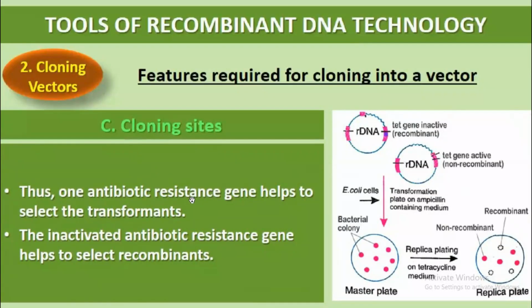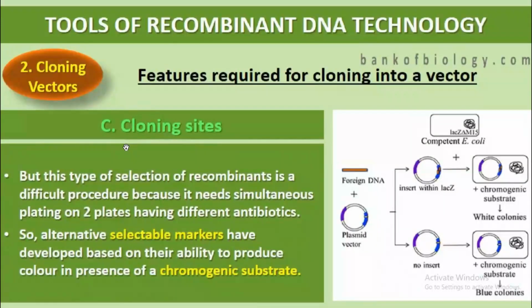One antibiotic resistance gene helps to select the transformants. The inactivated antibiotic resistance gene helps to select recombinants. Actually, this method is difficult and the procedure is also very difficult to do. So there is another method, by using chromogenic substrates.